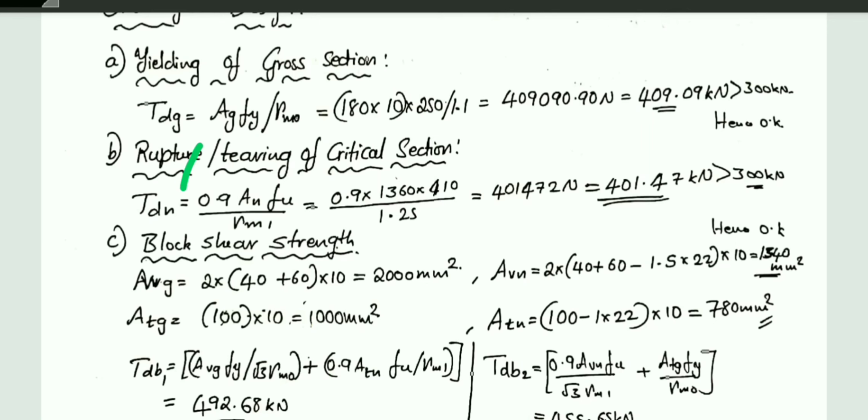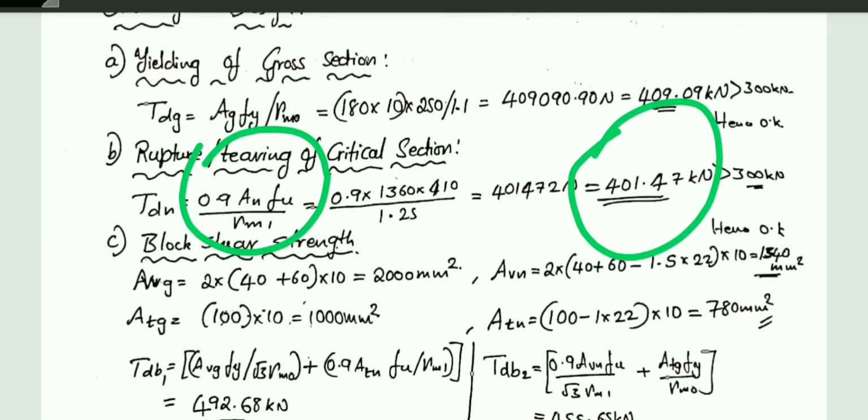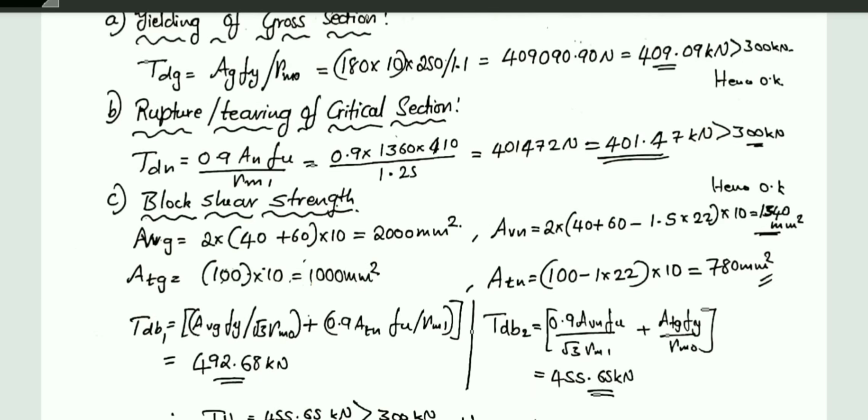Since it is a plate, you will be using this formula, 0.9 An Fu divided by gamma m1. By substituting all the values, you will get 401.47. It is greater than 300, so it is safe again here.